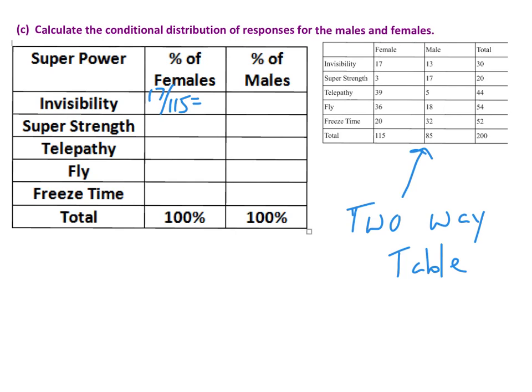Same proportion, it's just about females though. It doesn't have to do with the males. Let's do a separate one for the males. They were 13 out of 85. Now conditional distributions can be interesting because they tell you some interesting info. This comes out to be right about 15%. I'm just going to round to the nearest whole percent on these.